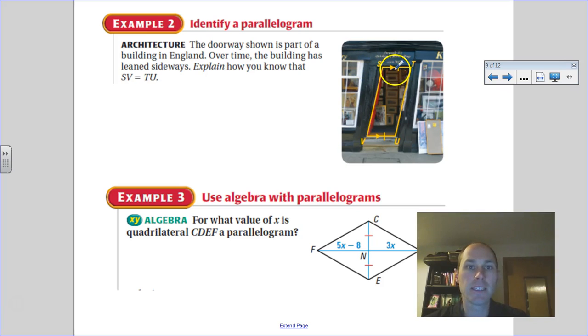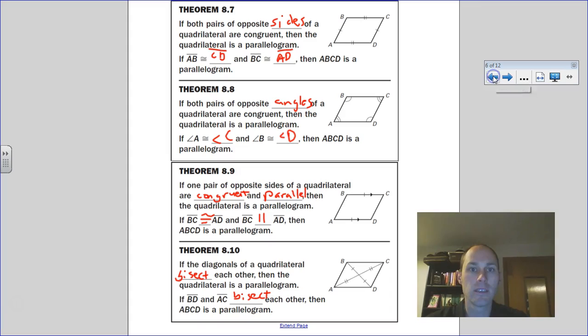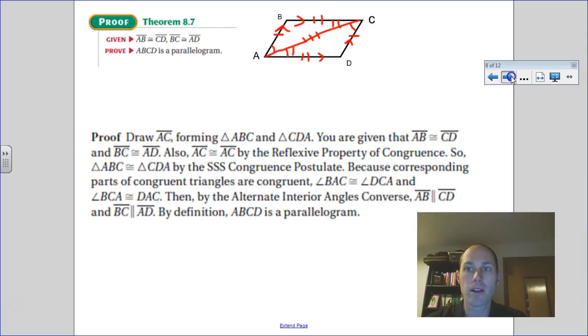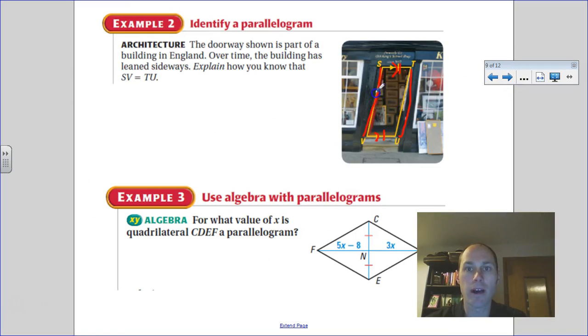Over time, the building has leaned sideways. Explain how we know that SV is equal to TU. Well, we know that opposite sides are parallel and congruent. And we learned already that if opposite sides are parallel and congruent, in our theorem here, theorem 8.9 as listed, that it's a parallelogram. If it's a parallelogram, we know opposite sides have to be congruent.